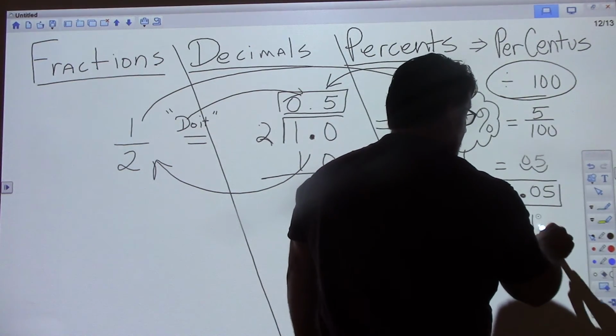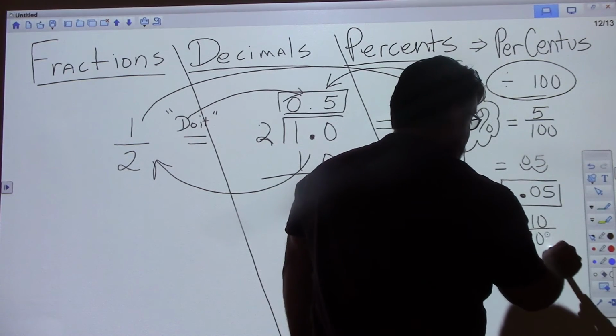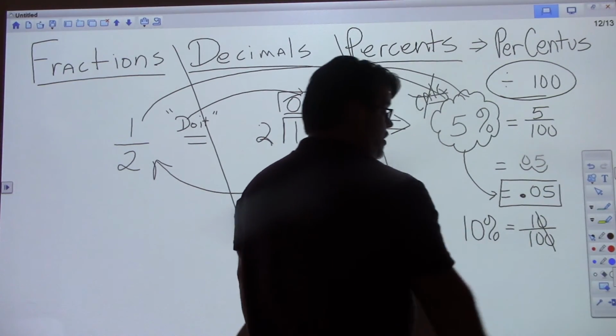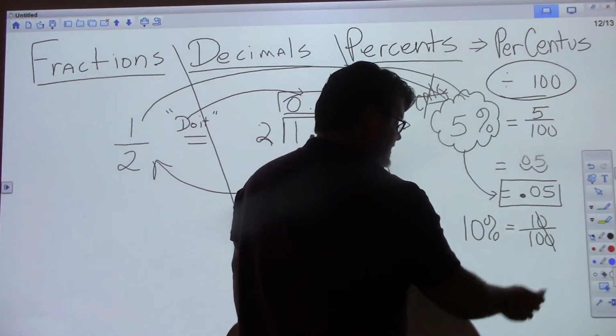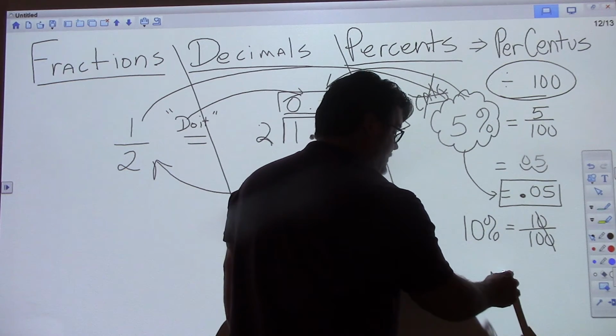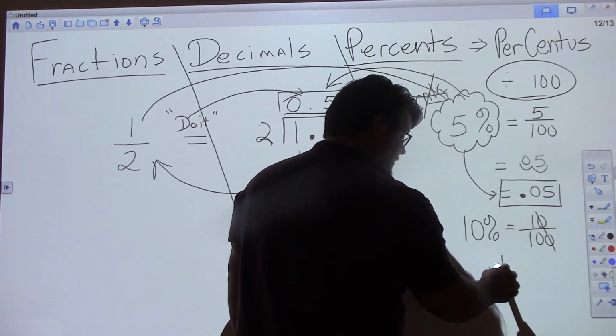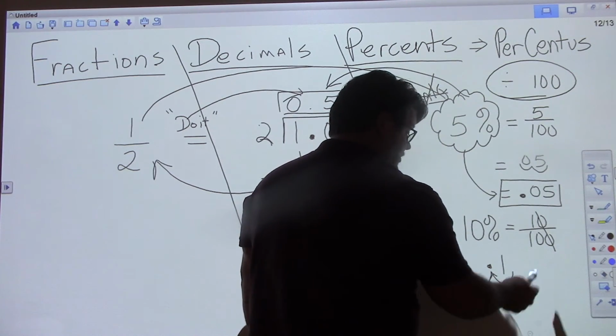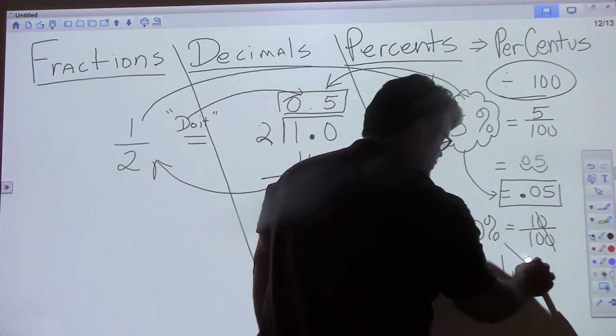is 10 over what? 100. And you can actually knock the zeros off like that. And you got 1 over 10, which is 1 place to the left. So that's 0.1. So 10% is equal to 0.1.